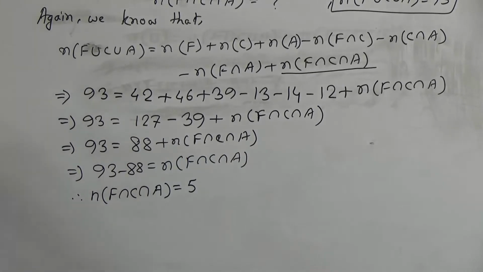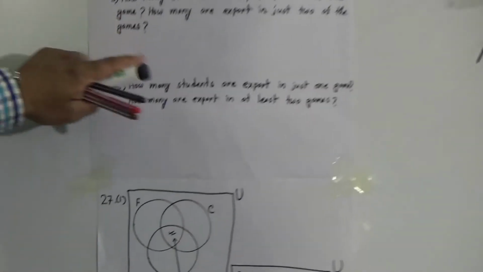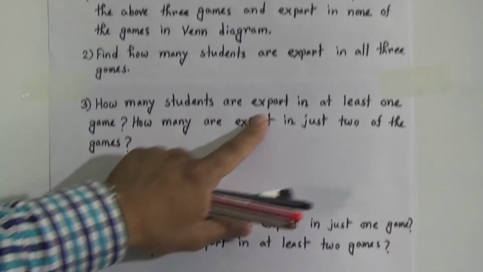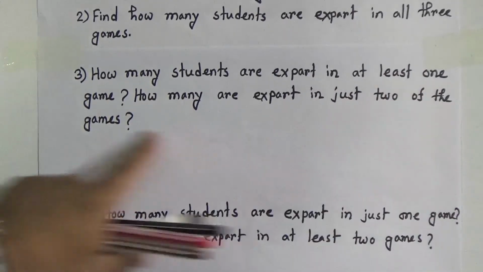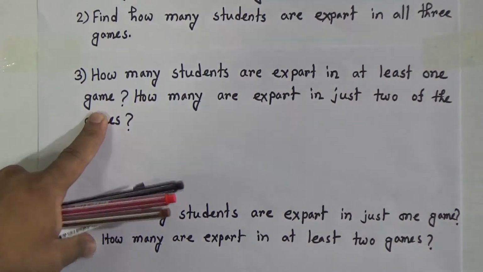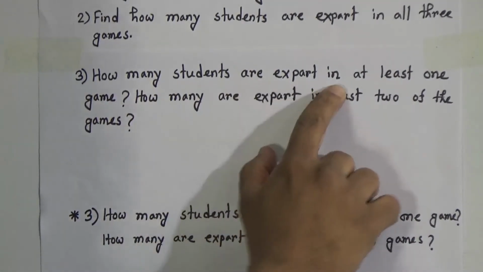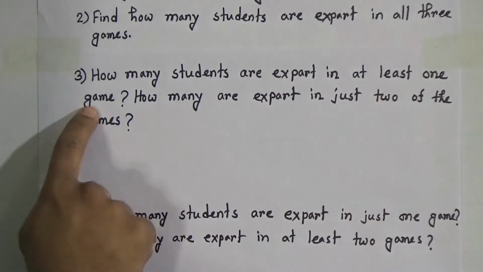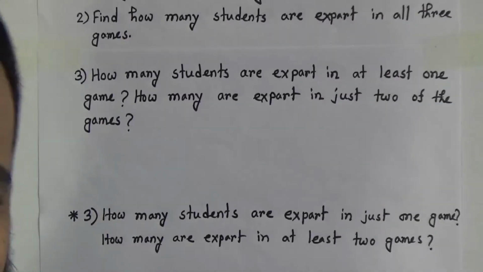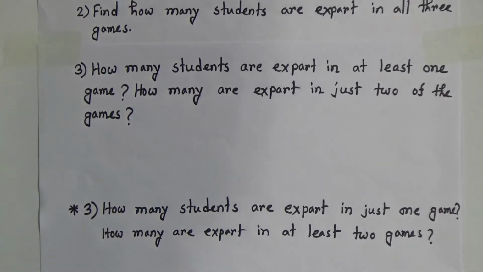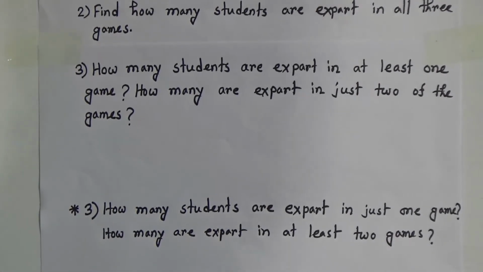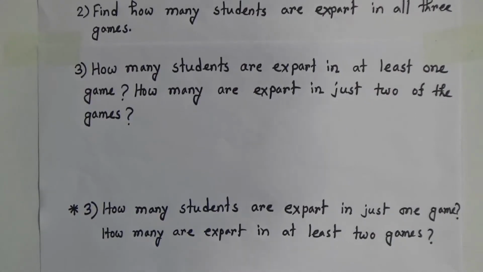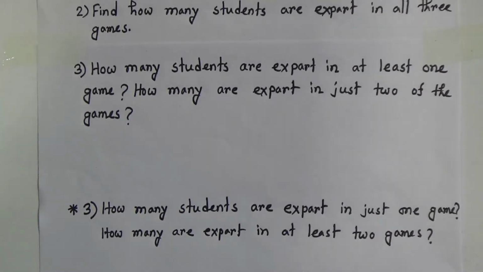Now my dear students, I am going to solve activity 3. To solve activity 3 we need to erase this, but before that we need to read it out. How many students are expert in at least one game? Read this again carefully. How many students are expert in at least one game? My dear students, at least one game means what? It means students who are expert in one game, students who are expert in 2 games, and students who are expert in 3 games. That means the number of students who can play any of these games needs to be calculated. Already we have calculated it.